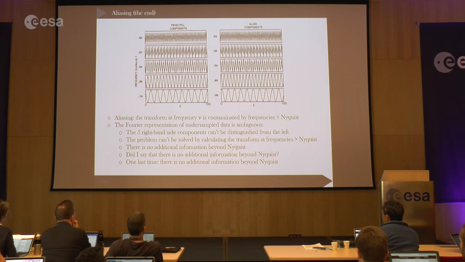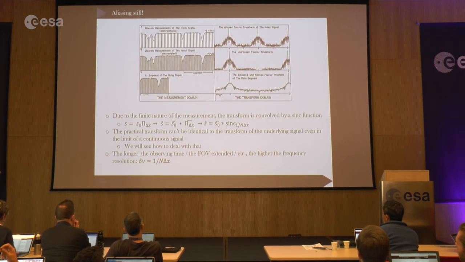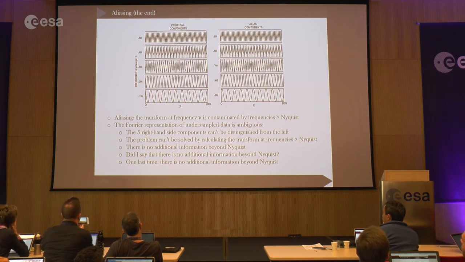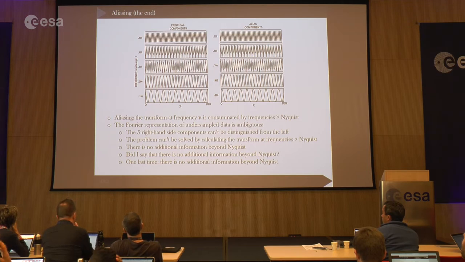That's another way to look at it. The transform at frequency nu is contaminated by frequencies above the Nyquist frequency. So these are various sine components at increasing frequencies. Okay, and when you reach the Nyquist frequency, the plots go to increasing frequencies here and there, and then it continues like so. So if you increase the frequency again, you will end up with exactly the same components. They will look exactly the same above the Nyquist frequency.